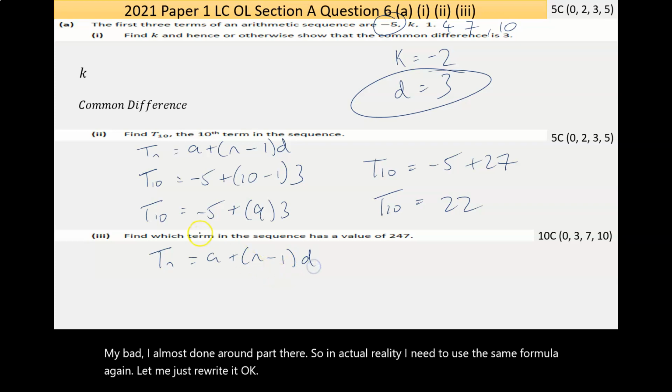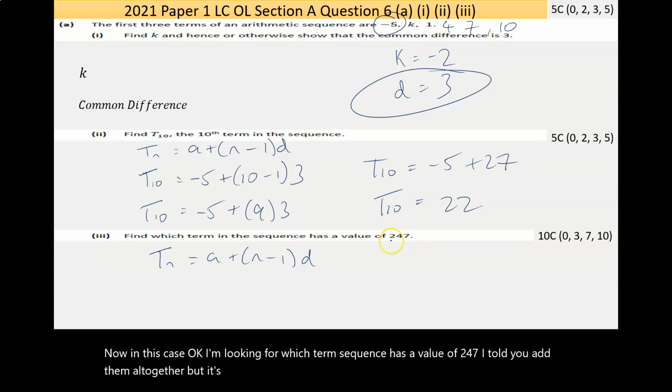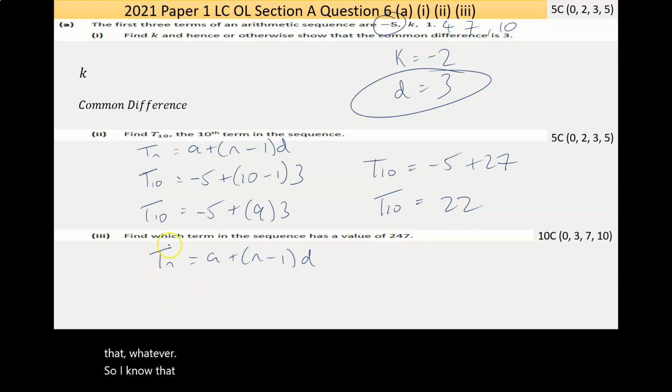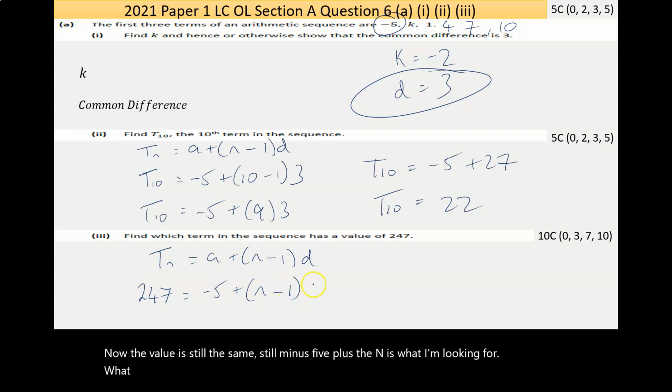Now, in this case, I'm looking for which term in the sequence has a value of 247. I thought it was, you add them all together. But this is fairly far down. It could be T20, T30, something like that, whatever. So I know that Tn is 247. Now, the A value is still the same, it's still -5, plus the n is what I'm looking for. What is n? And the difference is still 3.